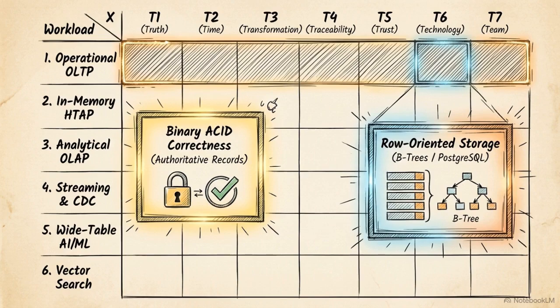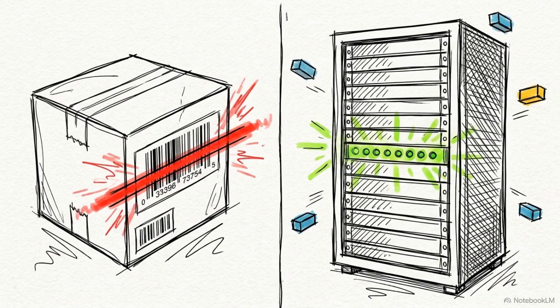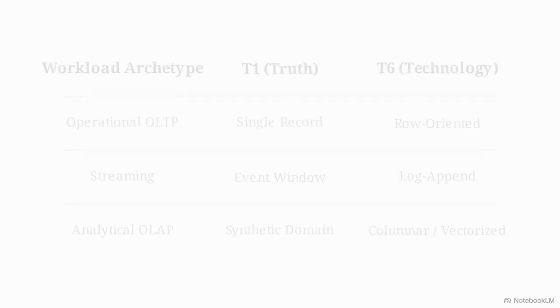We start at the baseline, operational OLTP workloads. Here, truth is strict, relying on binary, row-level ACID correctness. It's entirely committed or rolled back. This dictates the technology dimension, requiring row-oriented storage and B-tree indexing for integrity. This structural alignment serves point-of-sale or core ERP systems, where financial state must be immediately and perfectly consistent.